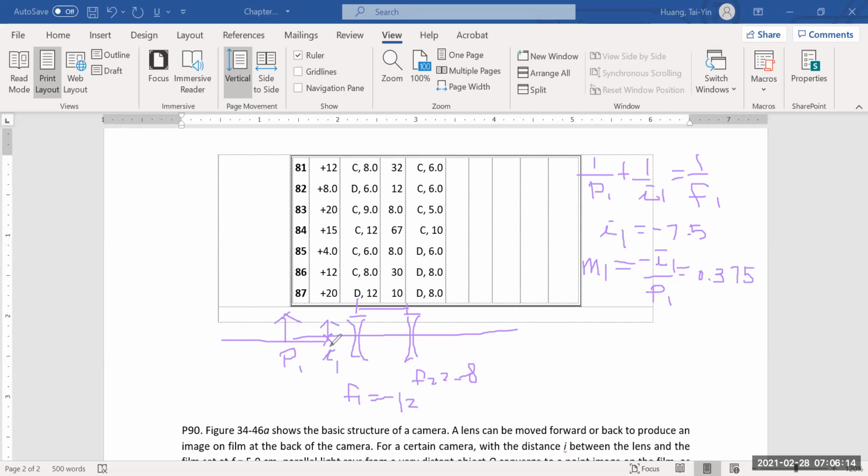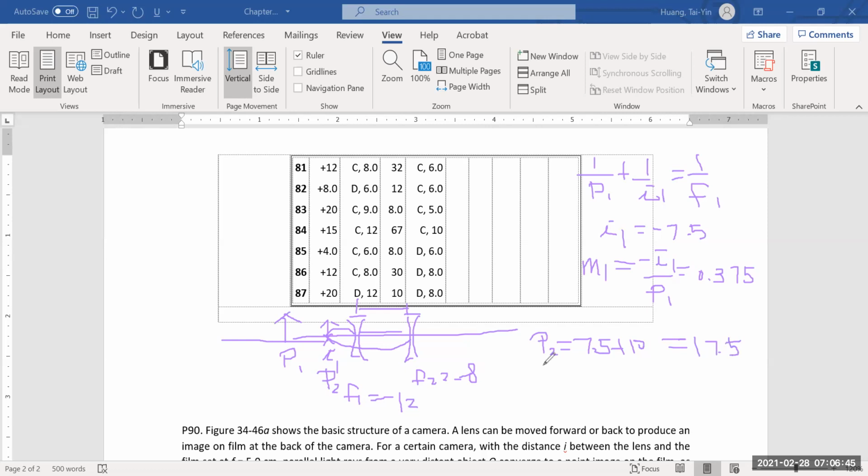And then your I1 becomes the object of the second lens. So ignore the first lens. This is 7.5, and then this is 10. So altogether, this is also where P2 is located. So your P2, from this diagram, will be 7.5 added to the separation, which is 10. So your P2 will have a value of 17.5.